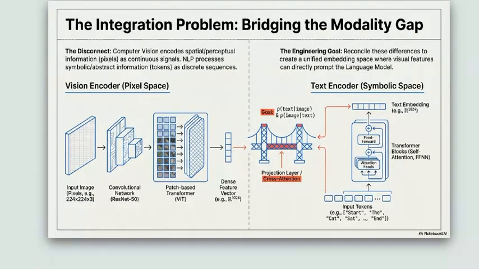The first thing the source material highlights is this fundamental disconnect. They call it the modality gap. To me, this sounds like the core problem of the whole field. Why is it so hard to get text and images to talk to each other? It is the original sin of multimodal AI.